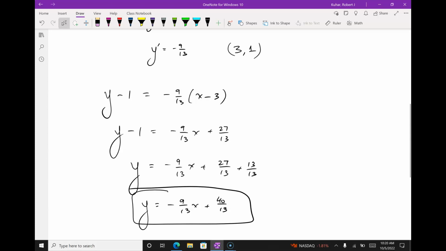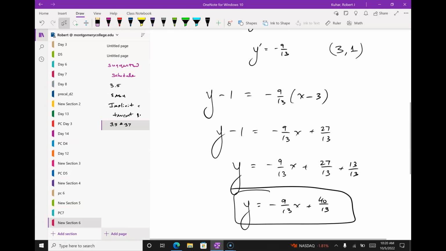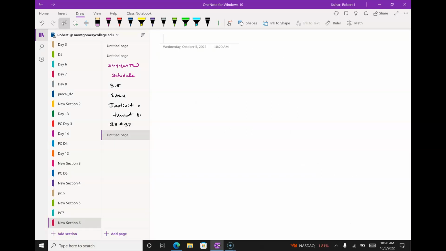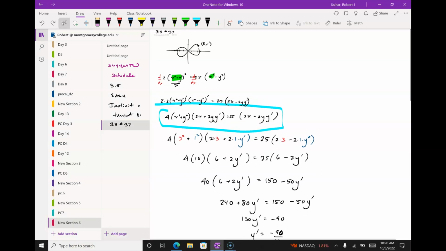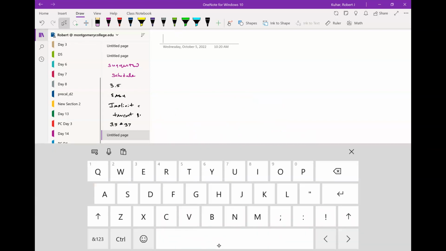All right, one more problem. Don't let this one freak you out, but it's on every test I've ever given in calculus. But you're gonna hate it at first. Okay?